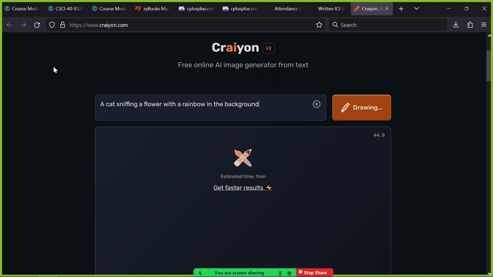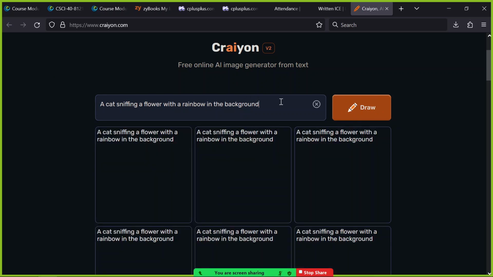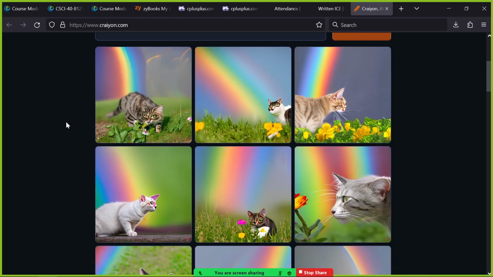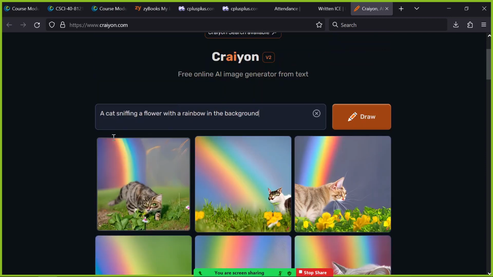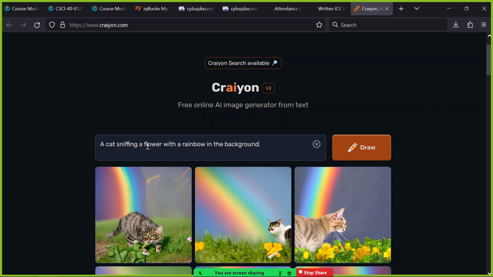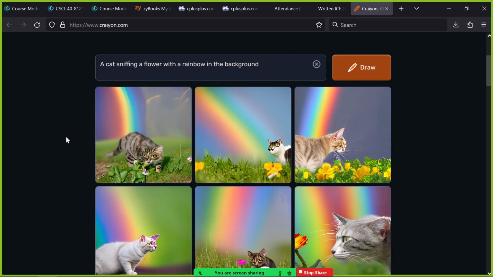But it takes about a minute, it says, and then usually it gives you a bunch of options. Like it tries a bunch of different ways of doing this. And look at how cute! These are weird looking. This is like a cat with one eye, a cyclops cat. But it's more or less like it knows what a cat is. It knows what sniffing a flower means. It knows what a rainbow is. It knows what the background is. It's able to parse all of that and translate it somehow to pixels in an image.